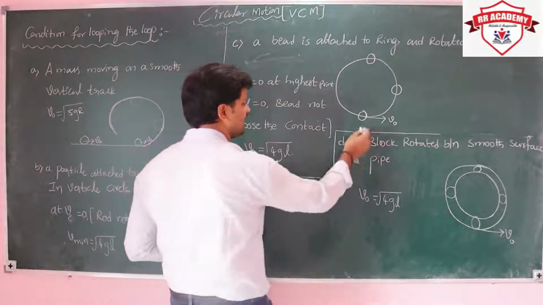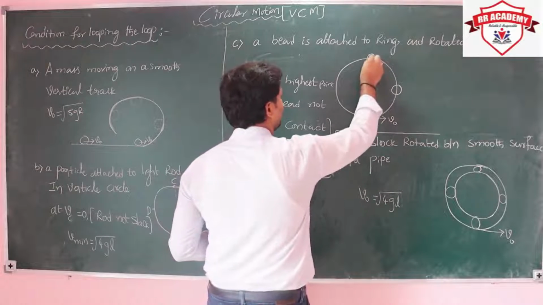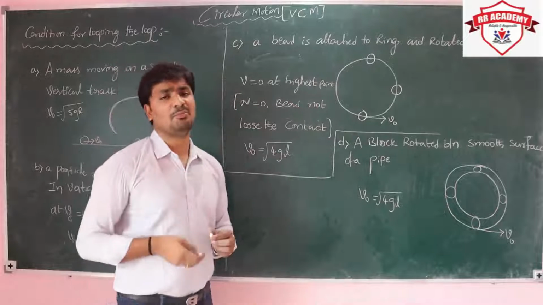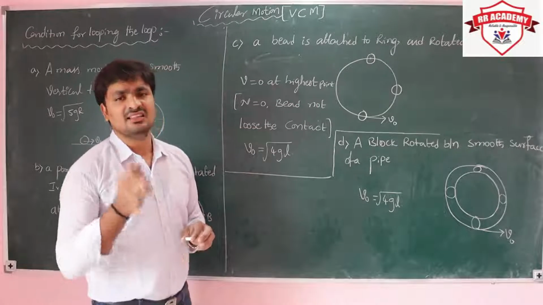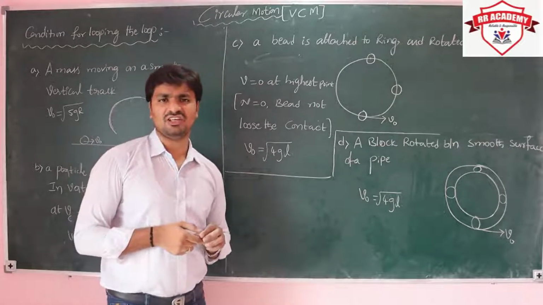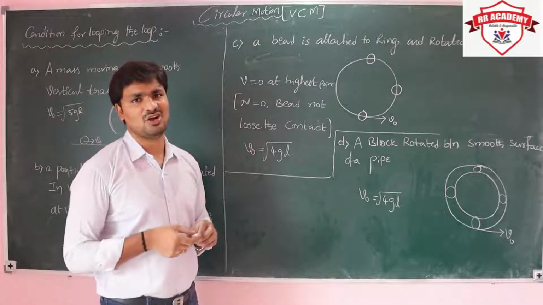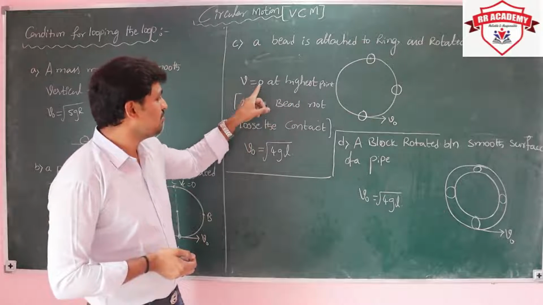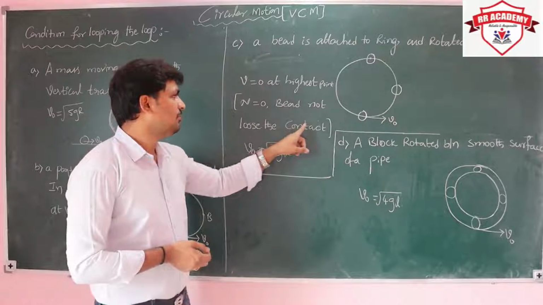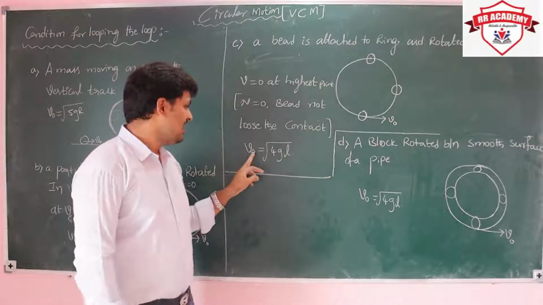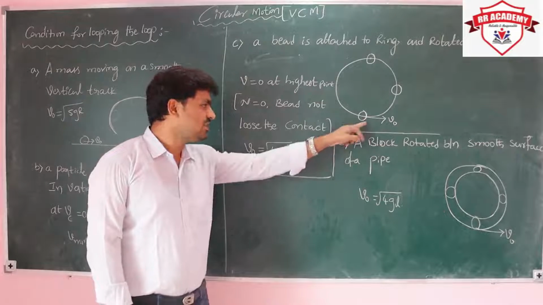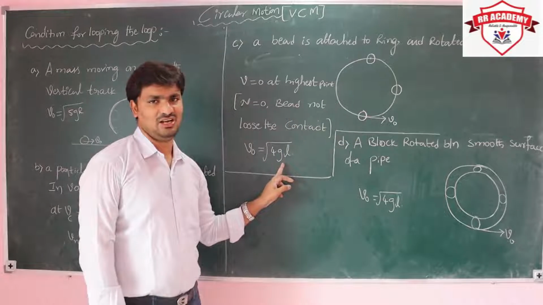So in that condition also, at the highest point the velocity of the particle may be 0, but it completes the circle, because the knot loses contact with the rod. That knot loses the contact with the rod, and that's why the normal reaction may be 0, but the particle is completing the circle. At that time the velocity at the lowest point is under root 4gl.